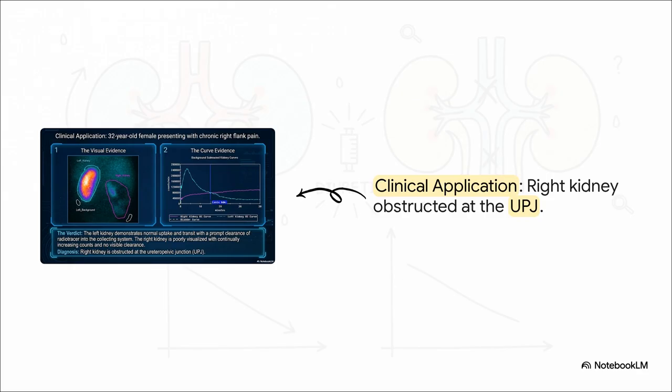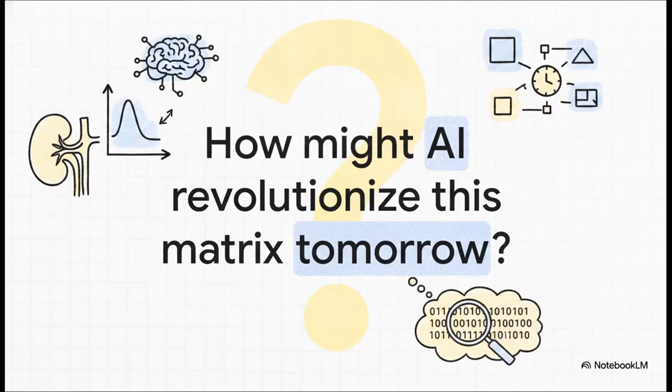The verdict here is undeniable. This isn't just a harmless dilation. That right kidney is truly obstructed at the ureteral-pelvic junction. So, by assessing actual physiological function, we can totally solve the dilation dilemma.